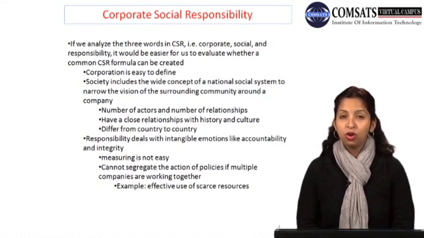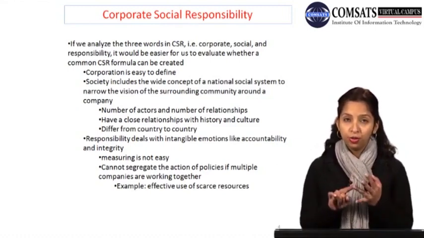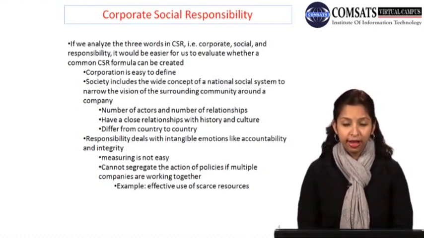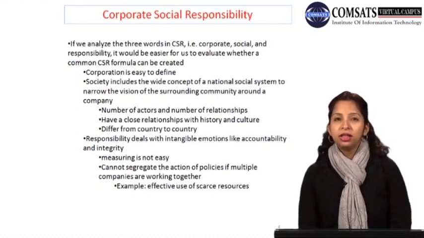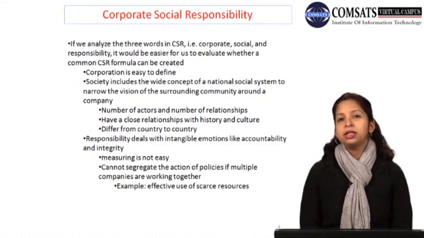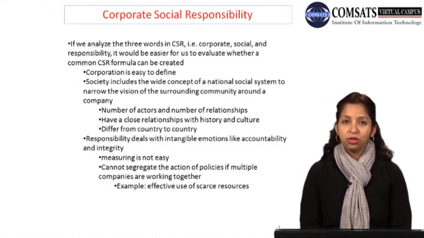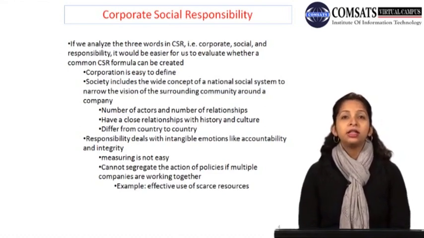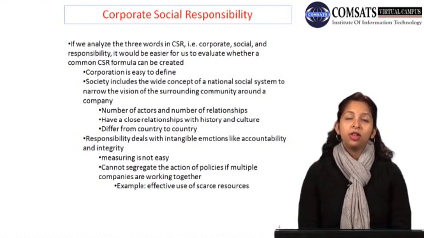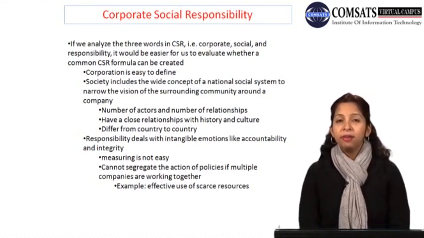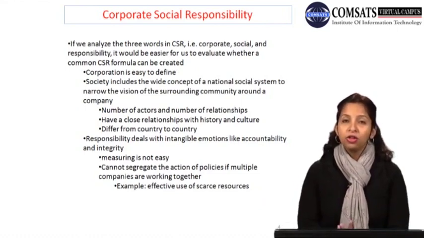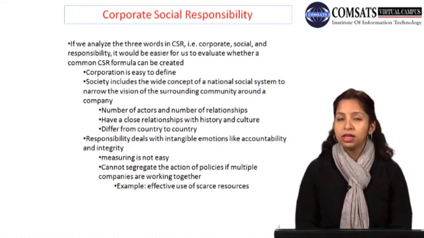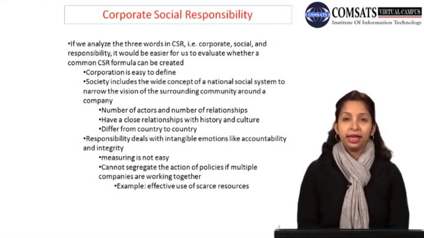Now if we analyze the three words in corporate social responsibility, what are those three words? Corporate, social and responsibility. It would be easier for us to evaluate whether a common CSR formula can be created. This we've talked about in the last lecture as well. What we've said is the need is to have a basic common CSR framework which the international community and all stakeholders agree to, and then that basic CSR framework can be customized according to the needs, wants and expectations of companies, countries and cultures, and then that customized framework can be implemented. However, right now we are evaluating whether a common CSR formula can be created. One medicine that can be given to everyone, is that possible or not?